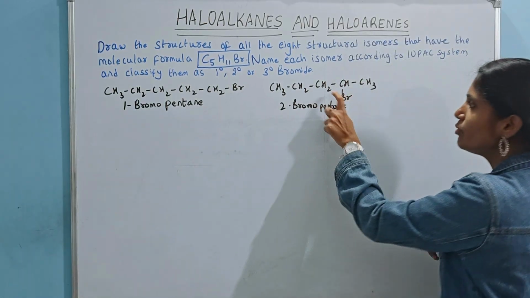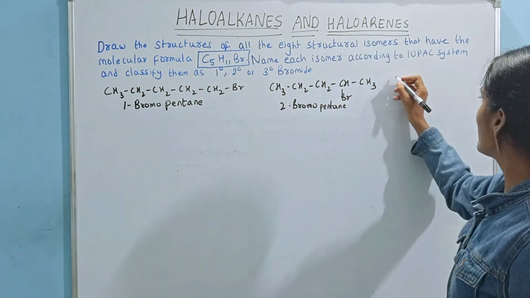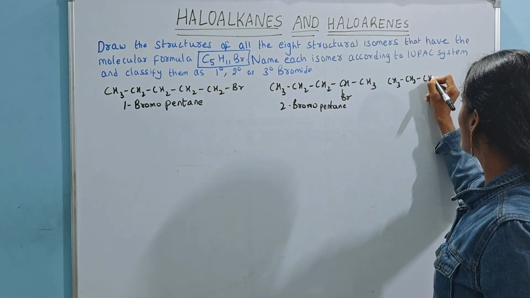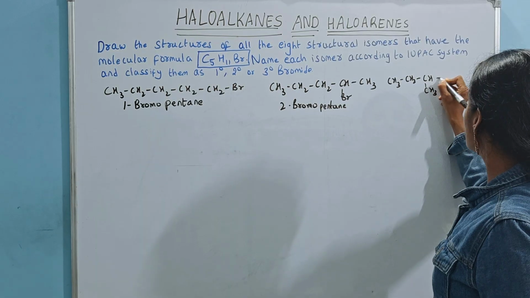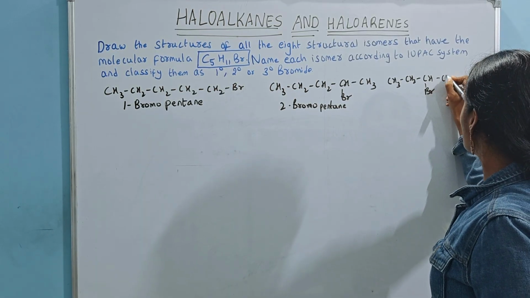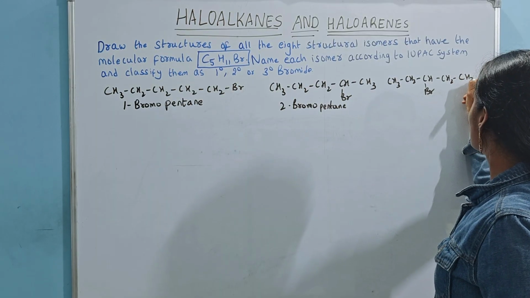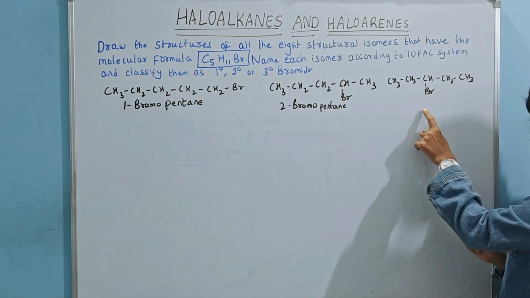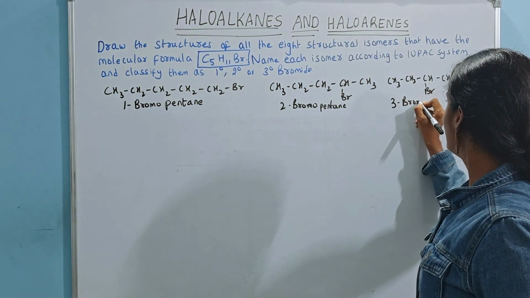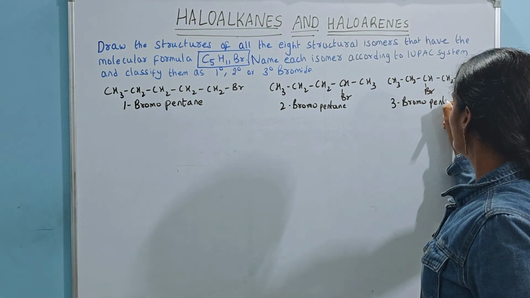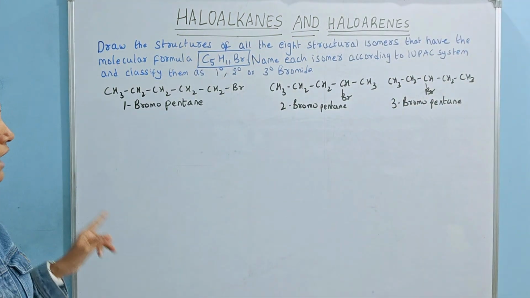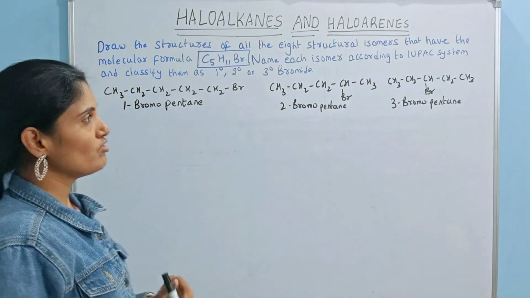Now I can keep the bromine on the third carbon. Write the structure. CH3, CH2, CH, sorry, I should write my Br. Okay, CH3, CH2, CH(Br), CH2, CH3. Here my bromine is on the third carbon. So what will be the name here? 3-bromopentane. So I got my 3 structures by just changing the position of the bromine atom in the given structure.